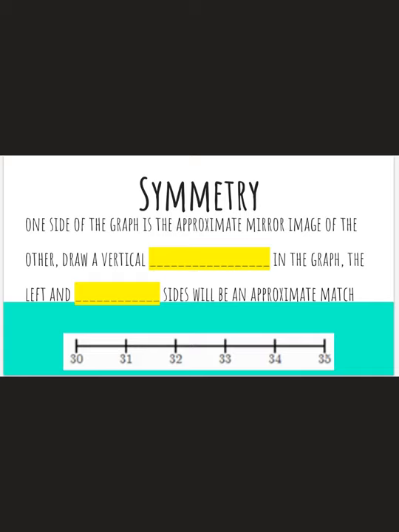All right, symmetry. We've all heard this word before. It is when one side of the graph is the approximate mirror image of the other. So we can draw a vertical line, which would be called our line of symmetry. And then that way the left and right sides will both be approximately a match.